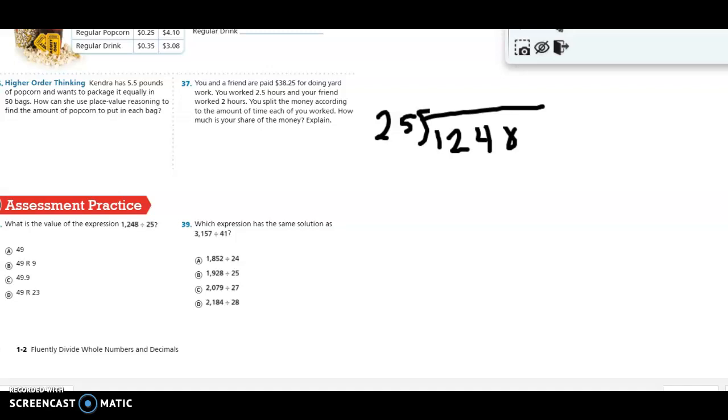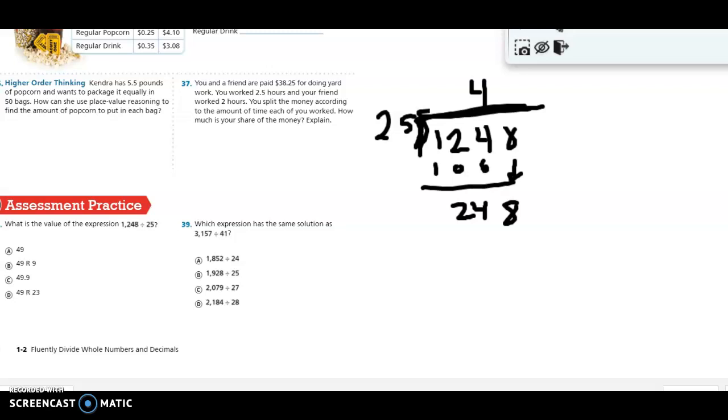So if we do our long division here, groups of 25 in 124 is going to be 4, because I know that 4 groups of 25 is 100. It almost went 5 times, right? And I have 24 left over, so I'm going to bring down my 8 here. So now I'm looking at 248, which is almost 250, but not quite.